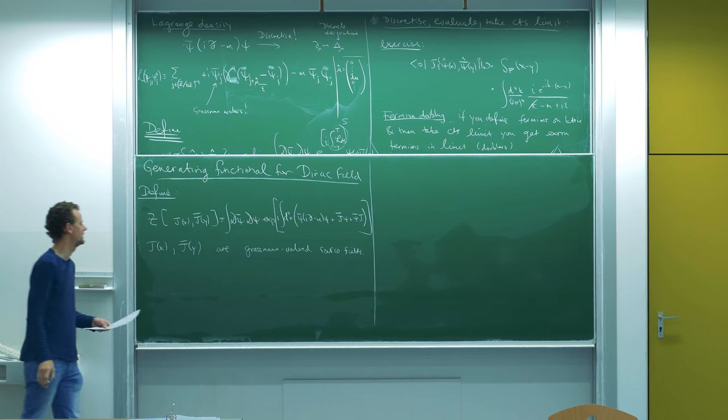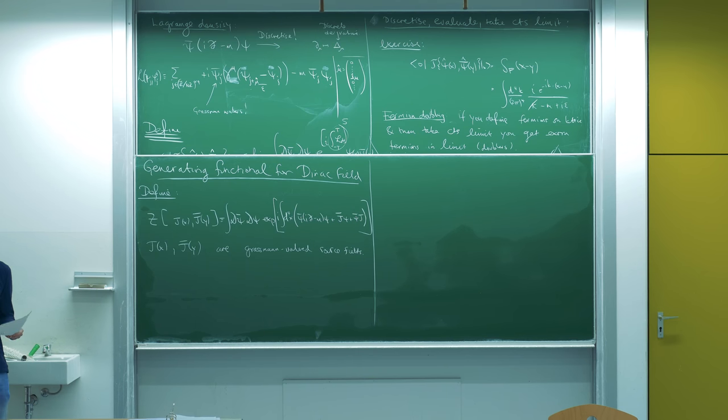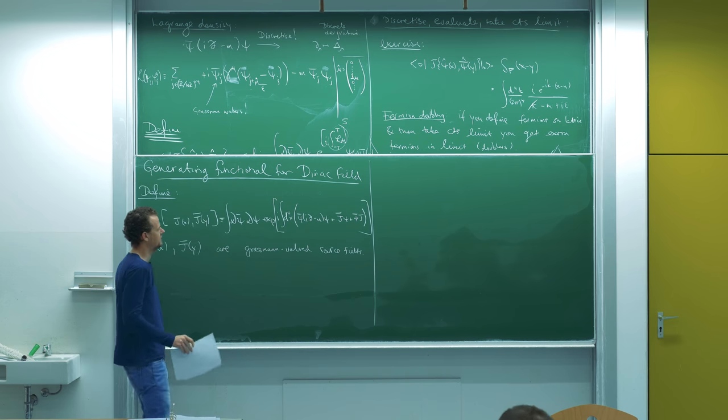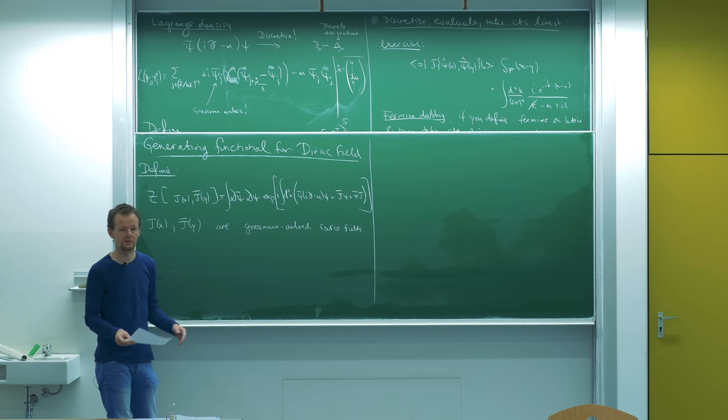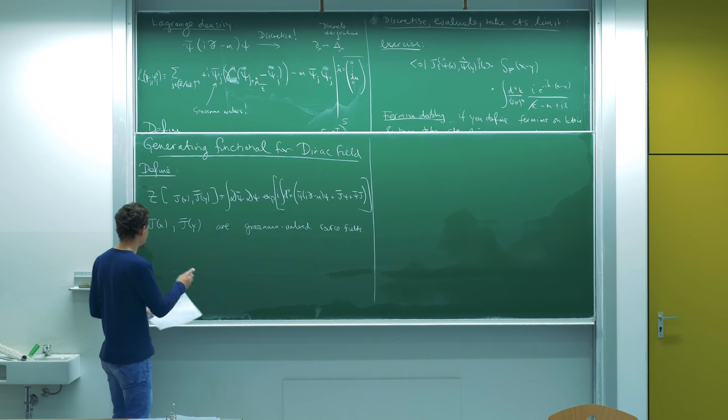Okay, these J's, these are source fields, and they're Grassmann valued. There are these auxiliary fields that you add in, and you're going to differentiate with respect to them and then set them to zero, and that'll give us the correlation functions. All right, so how do you do this thing?